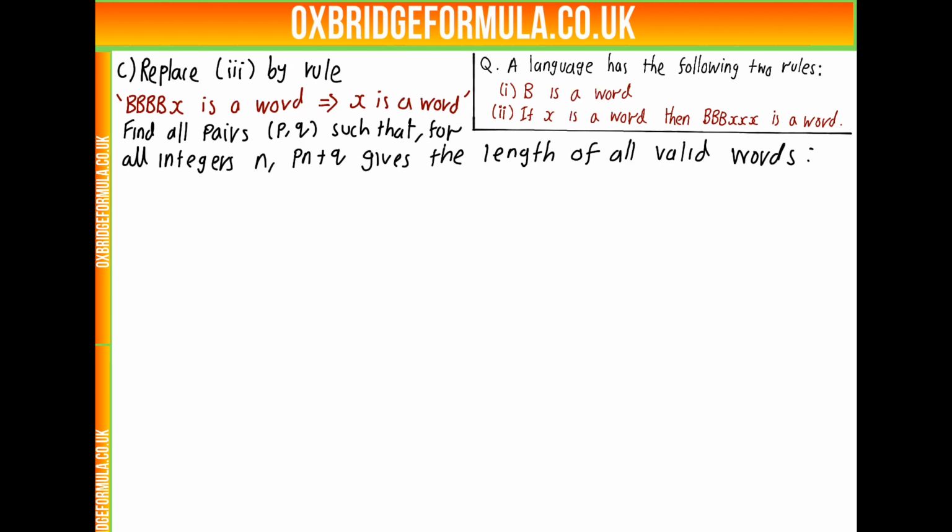The final part of this question, C, asks us to replace the rule 3 we just came up with by the rule BBBBX is a word implies X is a word. And given this, we're asked to find all pairs P and Q such that for all integers m, Pm plus Q gives the length of all valid words.